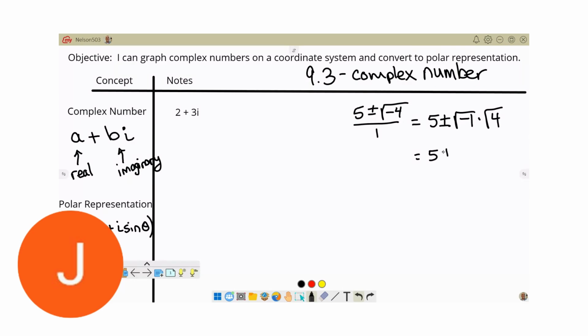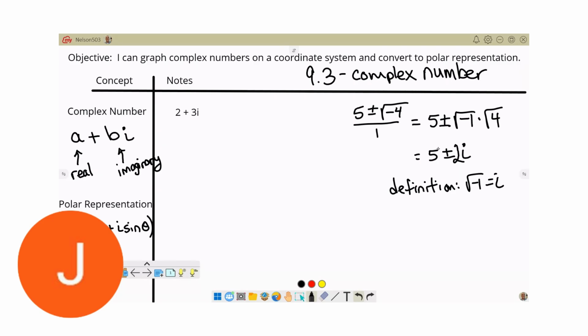Well, we get 5 plus or minus, and then the square root of negative 1 is defined to be i. That is i. That's by definition: the square root of negative 1 is equal to i. That's what mathematicians said. Now, the square root of 4, we all know what that is. That's 2. A lot of times we'll just put the constants in front of something that looks like a variable. Now, i is not a variable, but it is still a letter, of course. And so usually we put the 2 in front of the i, right?